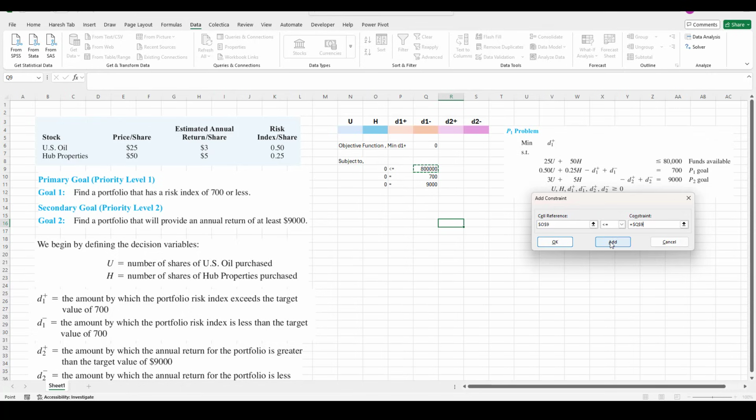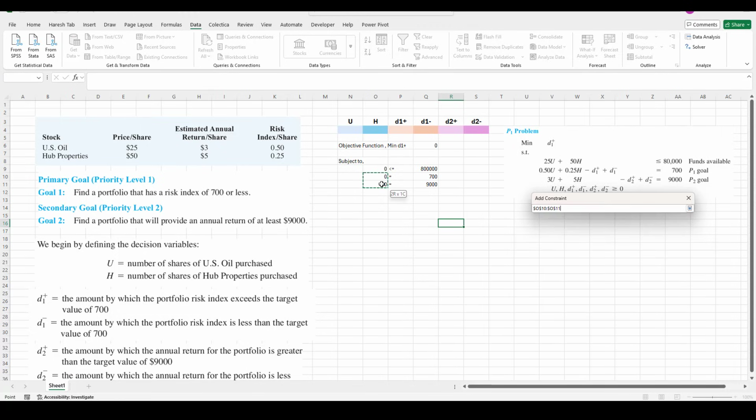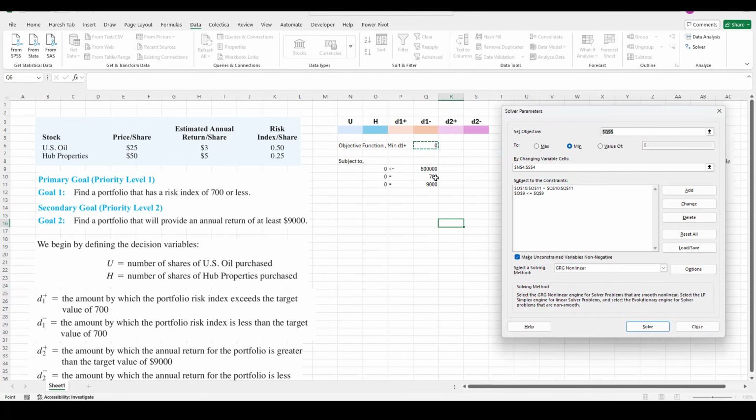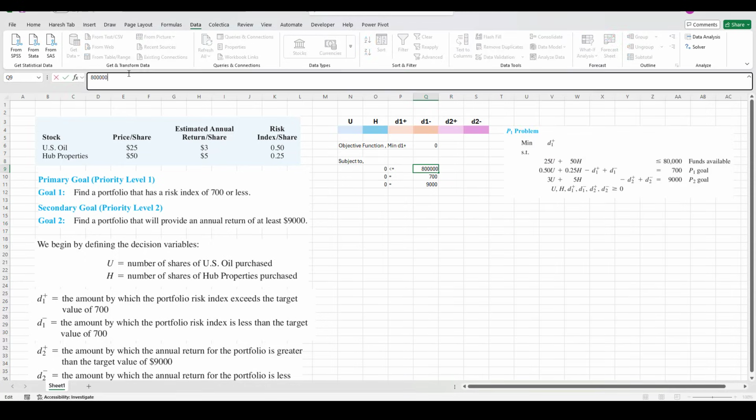I will say add. Then these two I can put them together. The left side, because the same symbol, I can put them together, and right side again the same symbol, together, and say OK. Then there is a small mistake here. This is 80,000. I have taken 800,000, right?